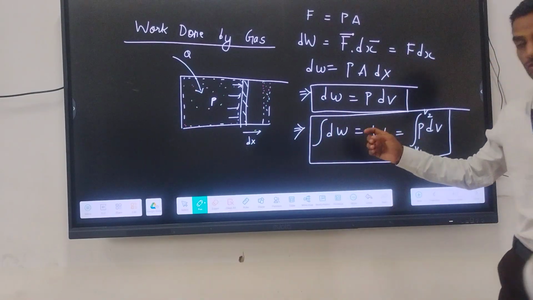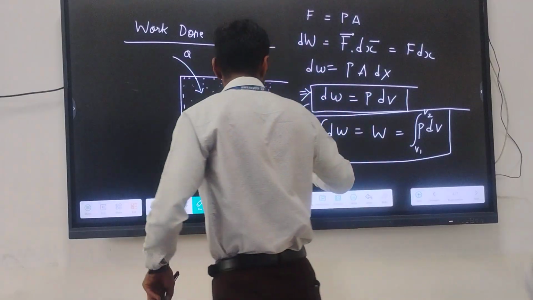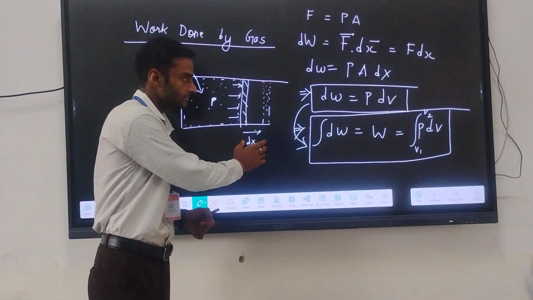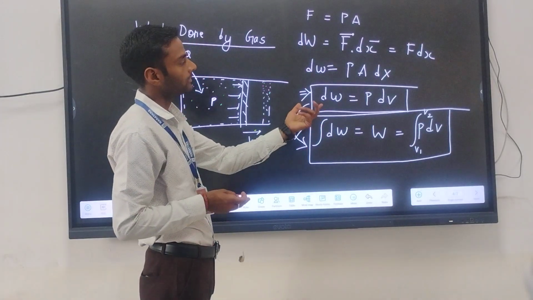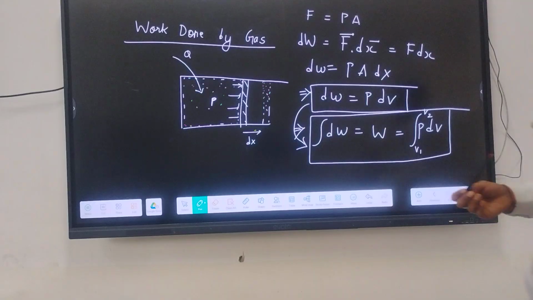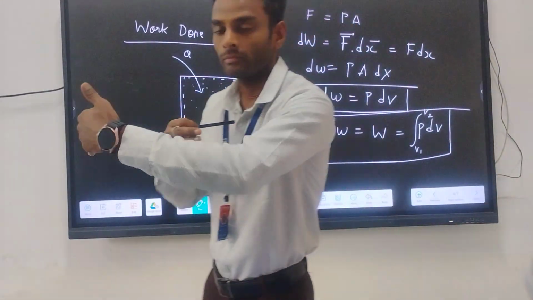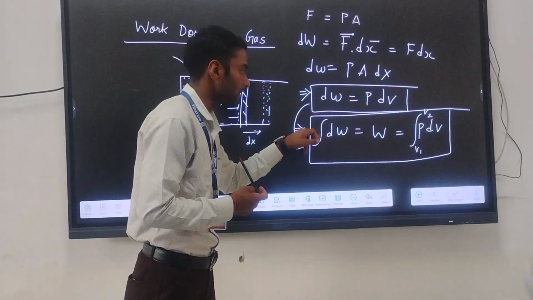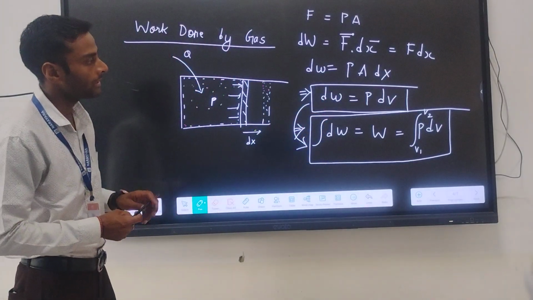You know this integration? By integrating, we add the quantities. Each volume change is small, but if it does large work, the complete work, then we take the integration. Okay?